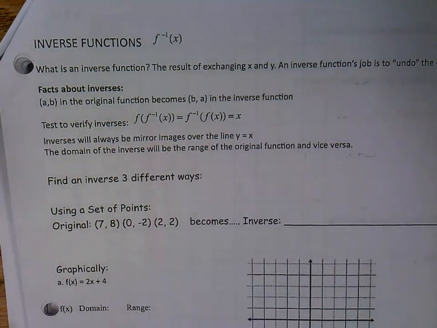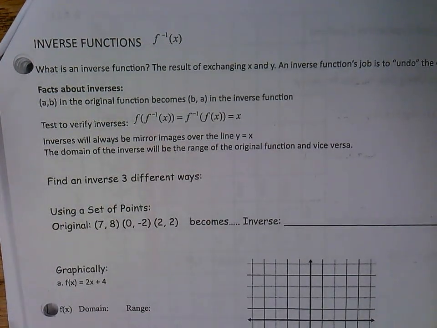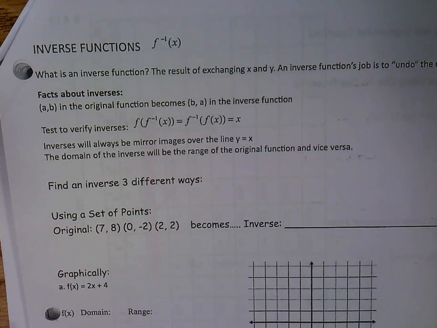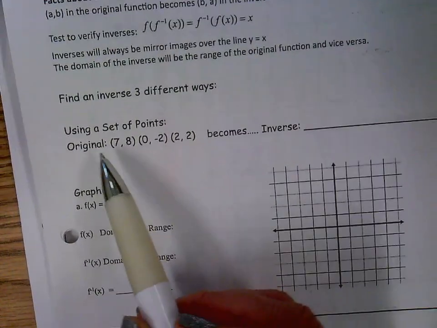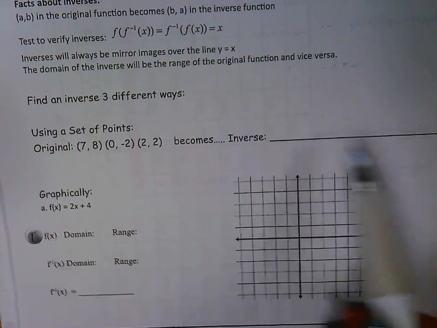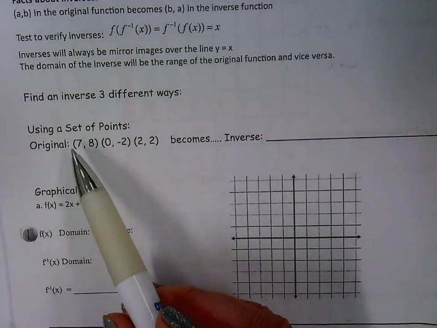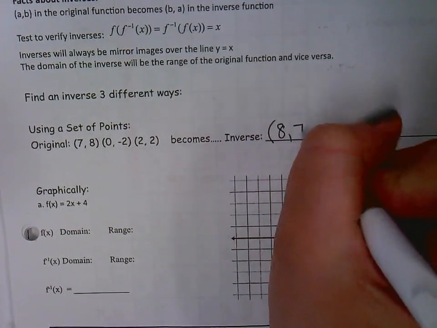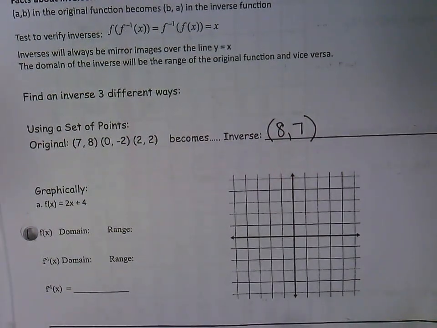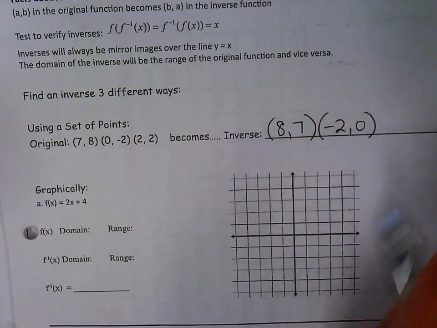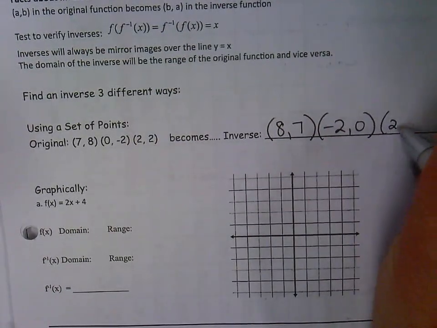So that's just the idea on the resource page: exploring inverses in order to answer this question after vacation week with logs. So our first and easiest way is I give you a set of points and you just have to flip-flop them because all you're doing is switching x and y. So 7, 8 just becomes 8, 7. And 0, -2 becomes -2, 0. And 2, 2, well, that would just stay 2, 2.